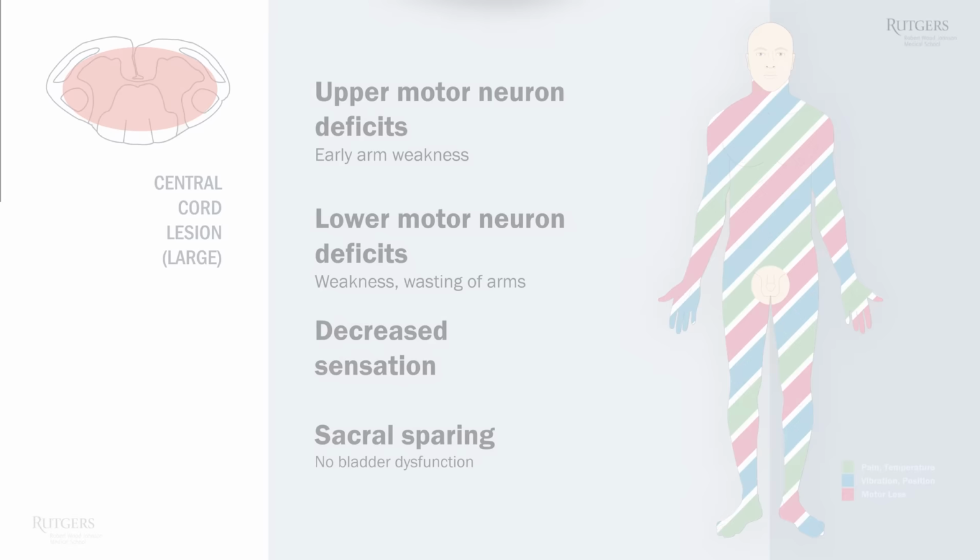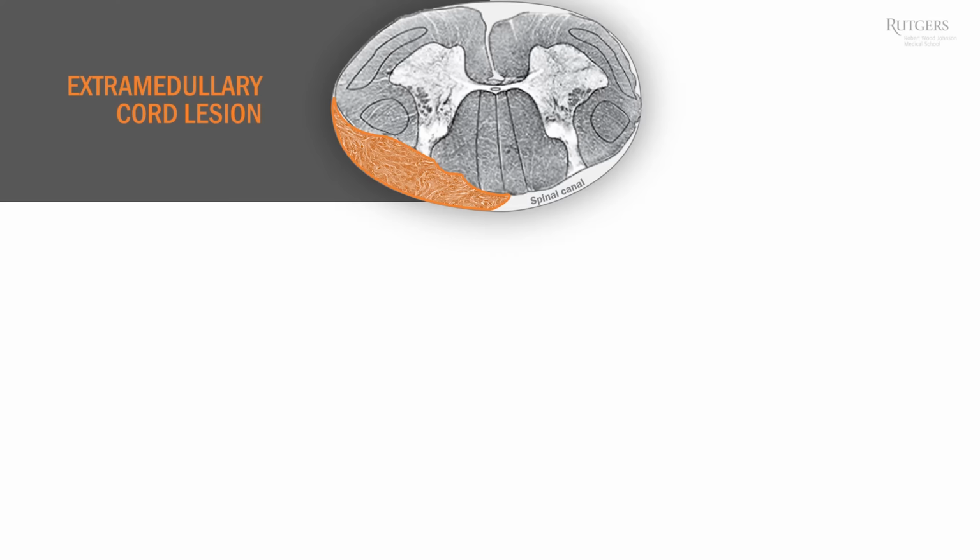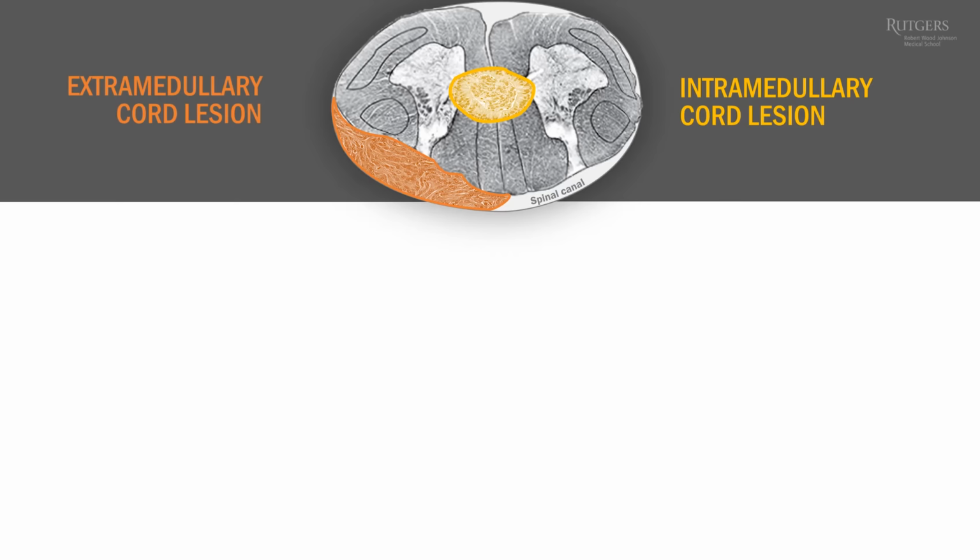Now that we understand the central cord syndrome, this is the perfect time to review yet another localization differentiator. That is extramedullary, or cord compression from the outside, versus intramedullary, or lesions in the center of the cord. Let's compare these lesions with respect to presence of pain, sensory, and motor symptoms.